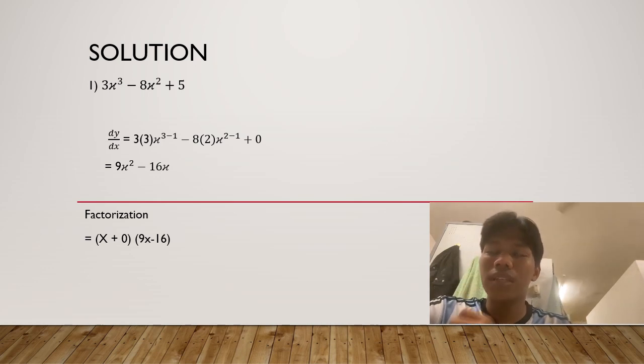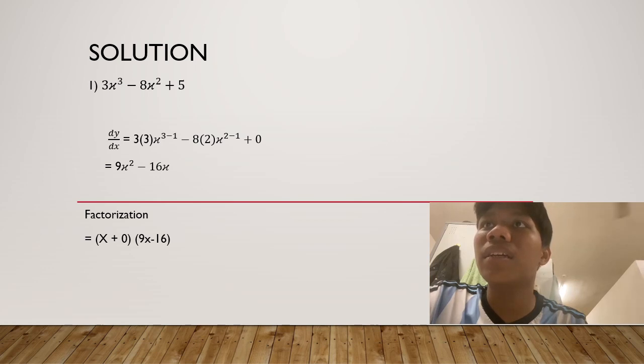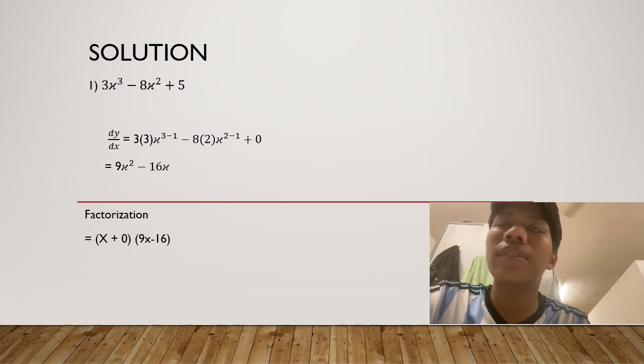So after that, we need to find the stationary point. So we're going to factorize the answer. So it will be, first x is 0 and second x is 16 divided by 9. So we're going to replace the x from the question. So for the first x, the answer will be 5, and the second will be minus 635 divided by 243. So the stationary points are first (0, 5), and the second is 16 divided by 9.